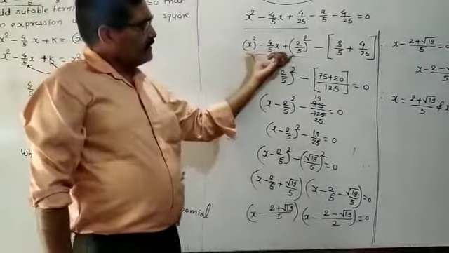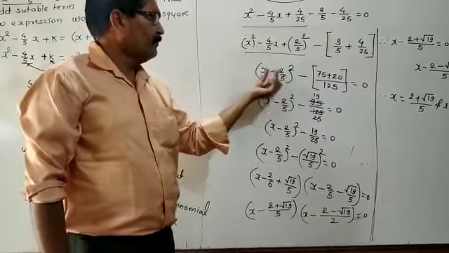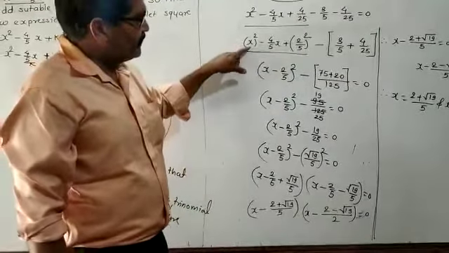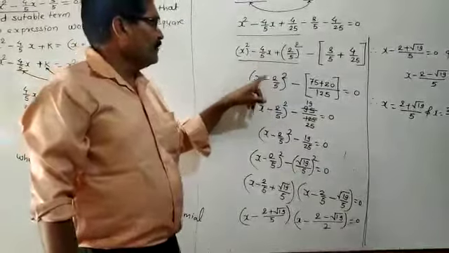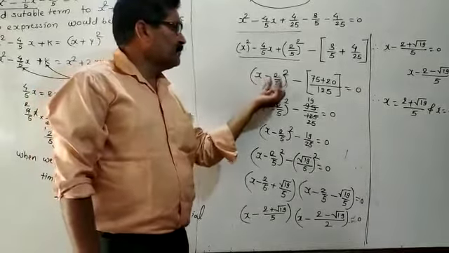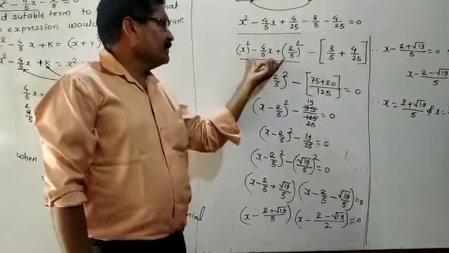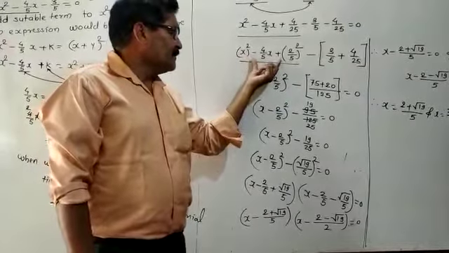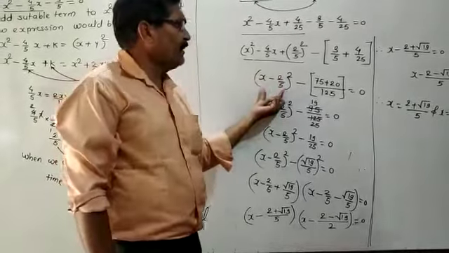Then this is the expansion of the term x minus 2 upon 5. If this is the situation, you have to write the first term, you have to write the last term, and you have to give the middle term sign in between them. And I will write this as x minus 2 upon 5 bracket square. Means if you expand, this will come, and this one is the expansion of x minus 2 upon 5 bracket square.